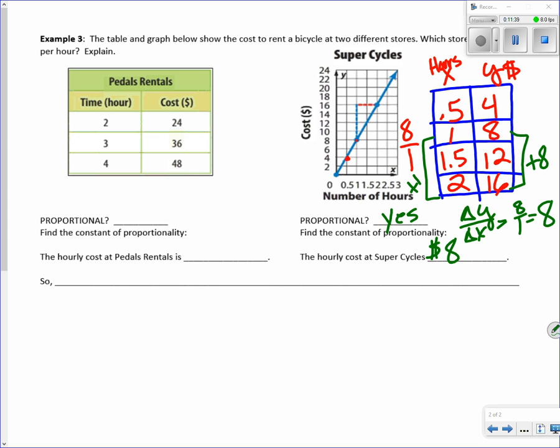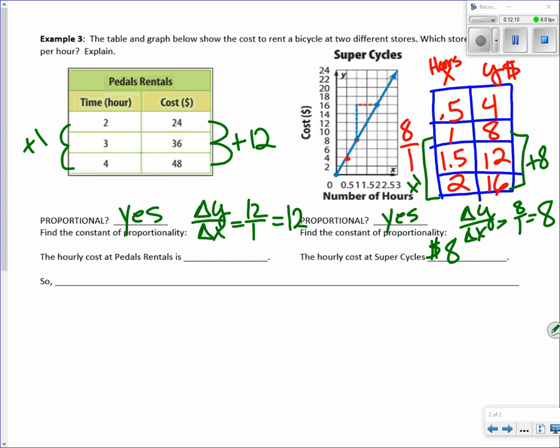Okay, let's go back over here to our table. They already have a table for us. And our change in x is 1. Our change in y is plus 12. Is it proportional? Yes. For 0 hours, it cost us $0. If we went backwards, find the constant of proportionality. We have change in y over change in x, which is 12 over 1, and that is 12. So the hourly cost of pedals rentals is $12. Okay, so what can we conclude from that? Supercycles is $8 an hour. Pedals rentals is $12 an hour. So pedals is more expensive.